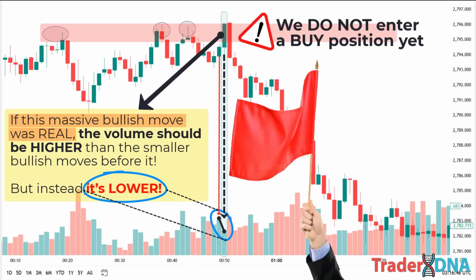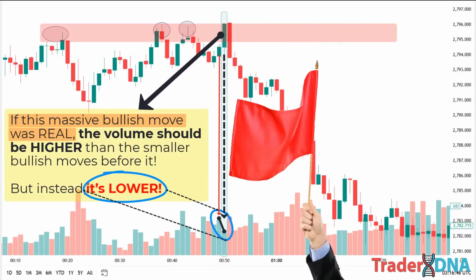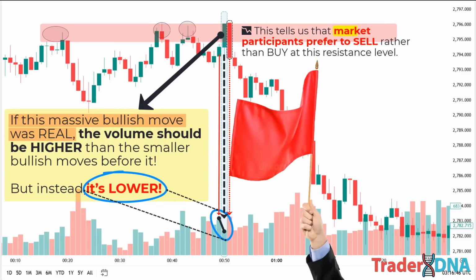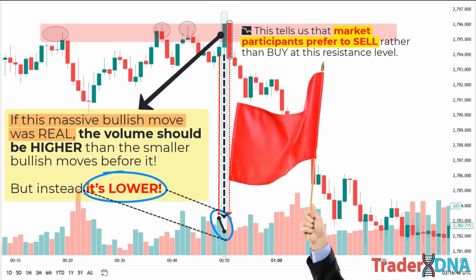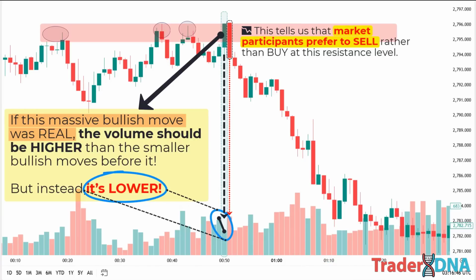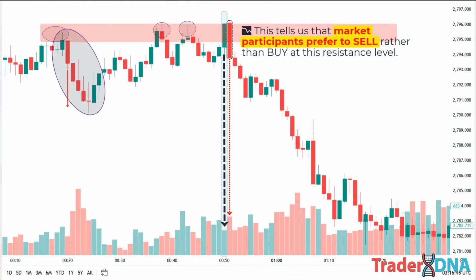And just as expected, bam! The next candle is a massive bearish candle with high selling volume. This tells us that market participants prefer to sell rather than buy at this resistance level. And if you look at the very beginning of this resistance zone, there was a massive spike in selling volume back then too, with a big bearish candle.